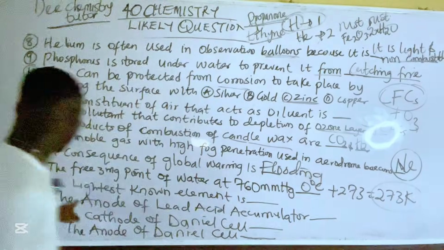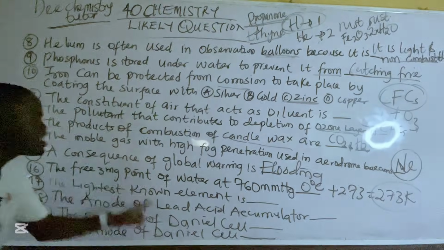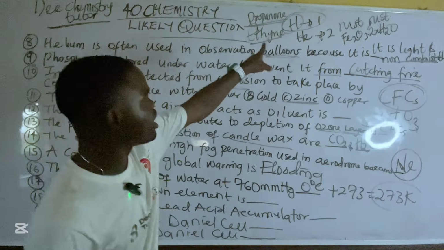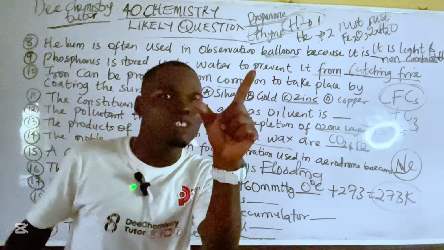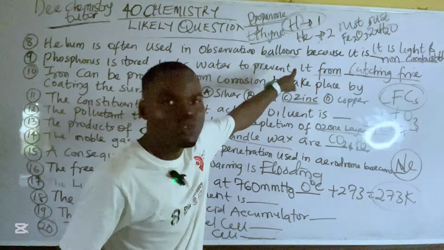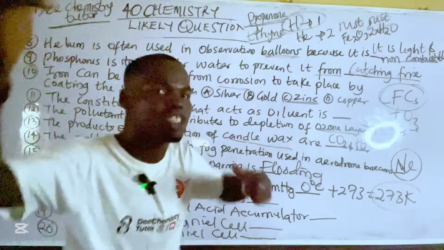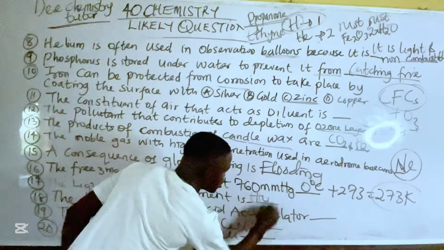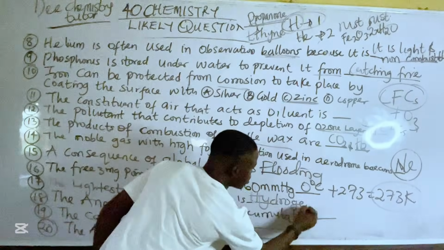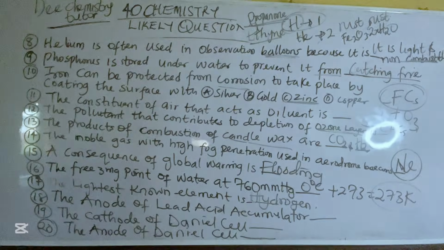Okay? Now, number 17. The lightest known element, I even explain it here. It is lighter than helium, but it cannot be used in inflation of balloons, because it is combustible, but it's still the lightest. So the answer is hydrogen. Okay, now number 18.